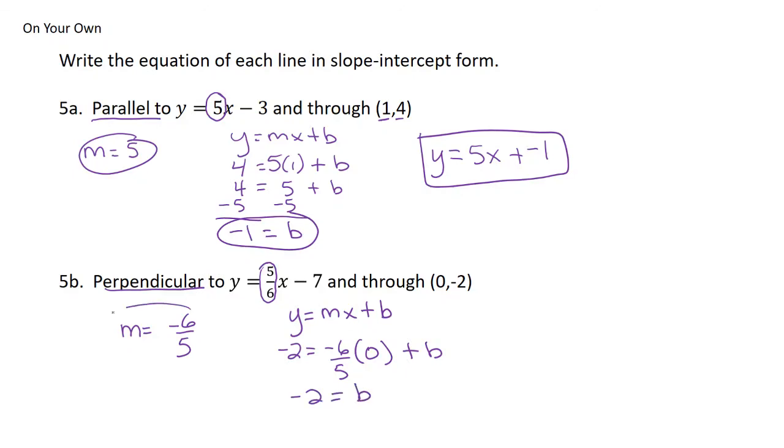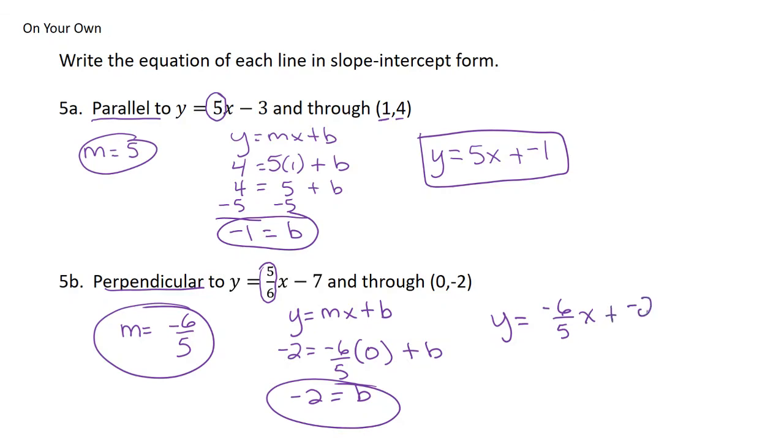So now we have all the information we need. We have an m and a b, and that's all we need. So we just have to say y equals -6/5x plus -2. And that is your lesson for today.